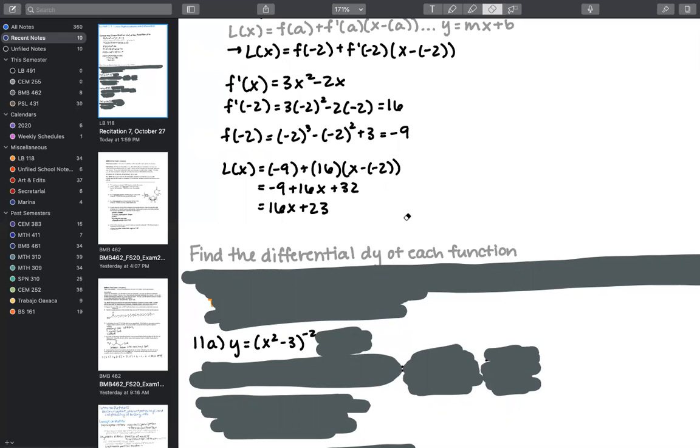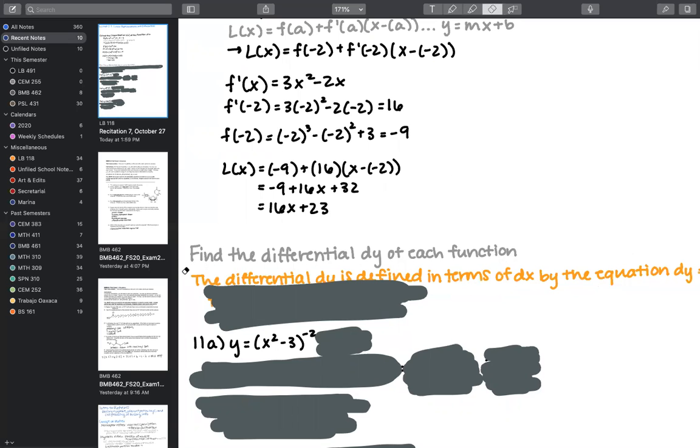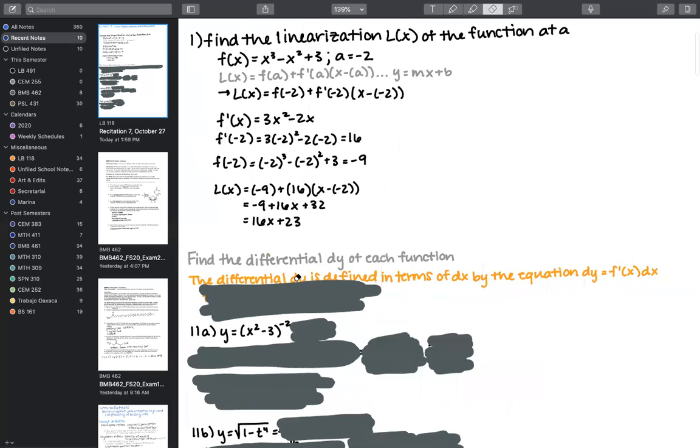We'll talk about the difference between delta y and dy in a later problem during this recitation, but delta y and dy are different. So defining what a differential is, the differential dy is defined in terms of dx by the equation, let me zoom out a little bit, dy equals f prime of x dx. Now you can memorize this, but there's really not much to memorize because this isn't anything new to us.